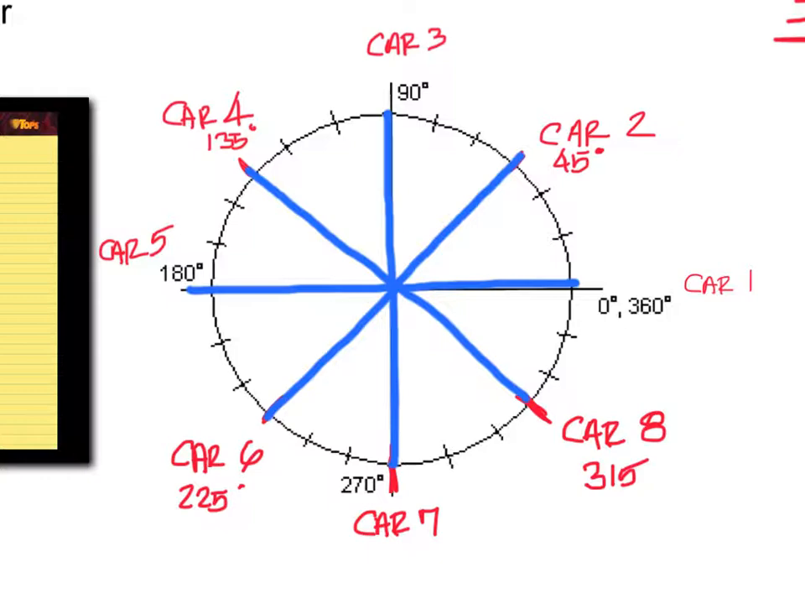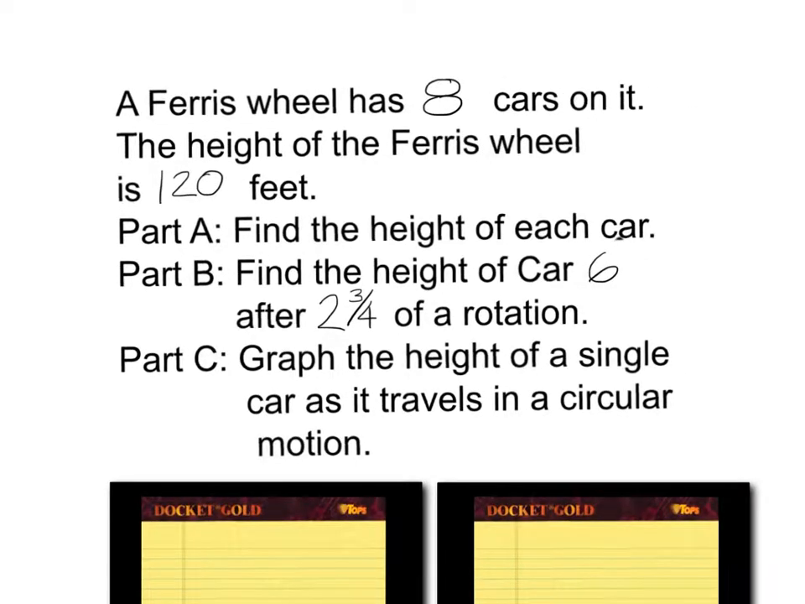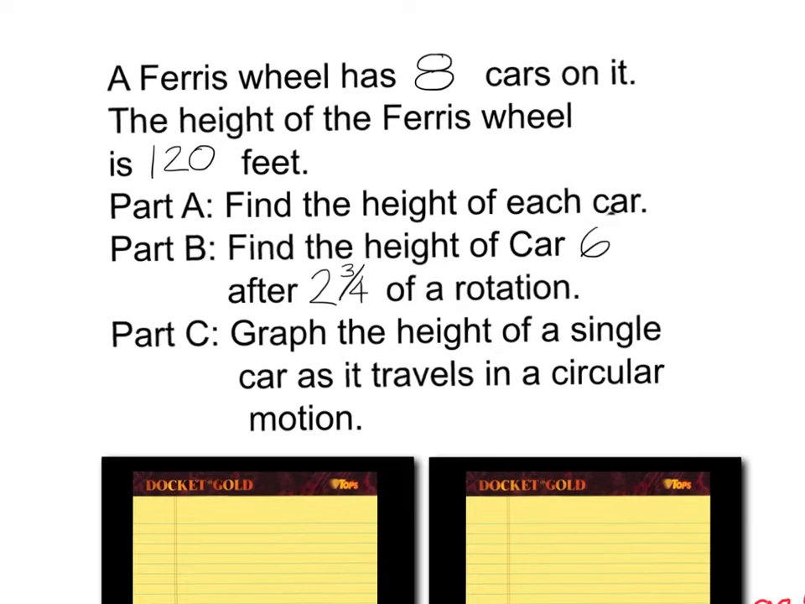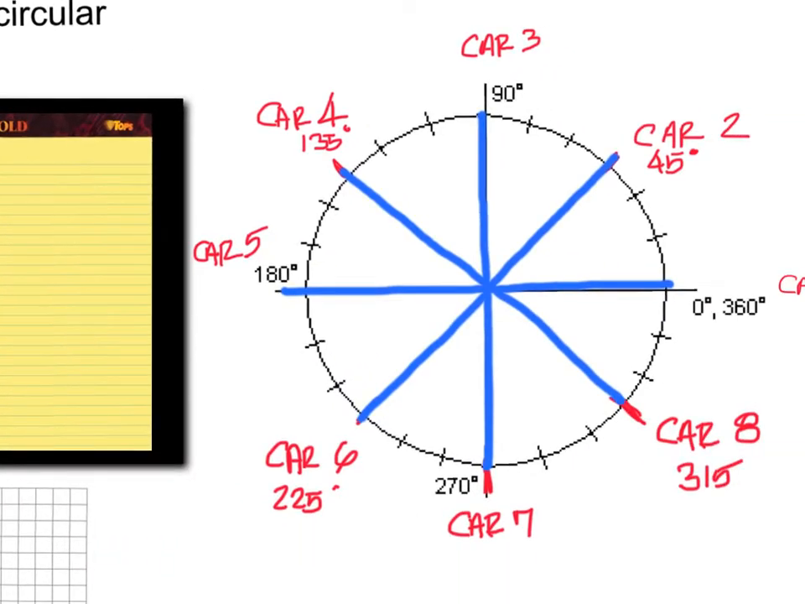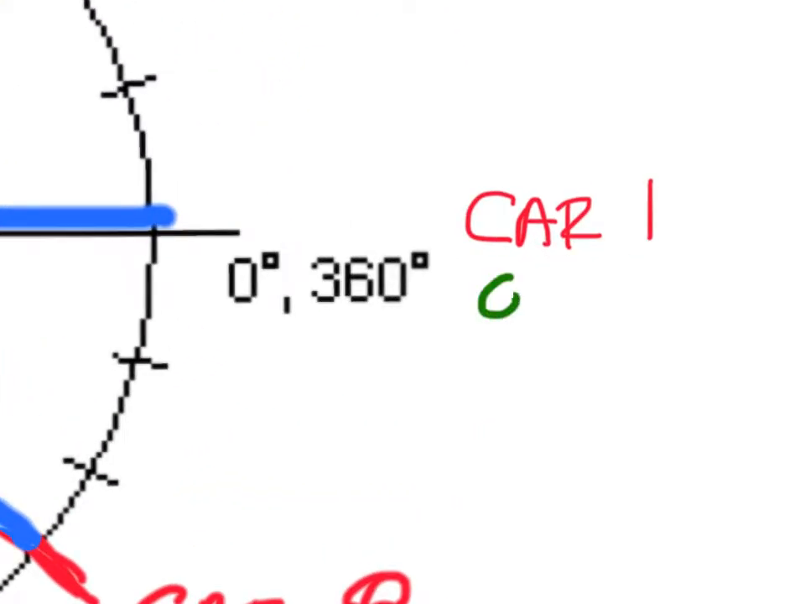I will pick the color of green. Let's see. We'll make it darker green. Alright. How tall is the Ferris wheel? 120 feet. If it's 120 feet, how high up is car 1? 60. Yeah, you just cut it in half. So 60 feet.